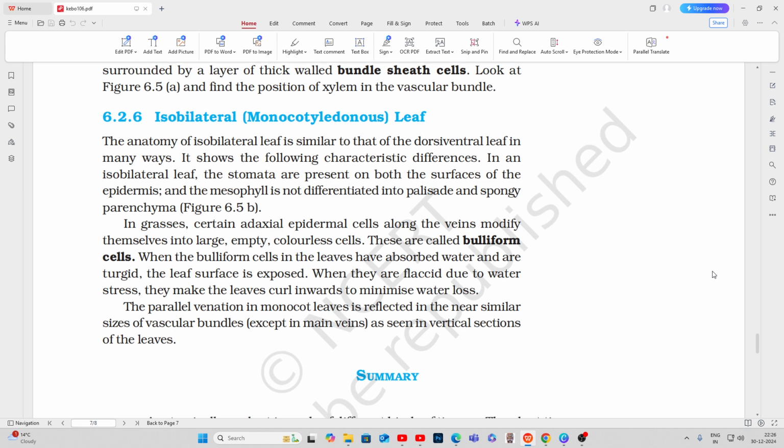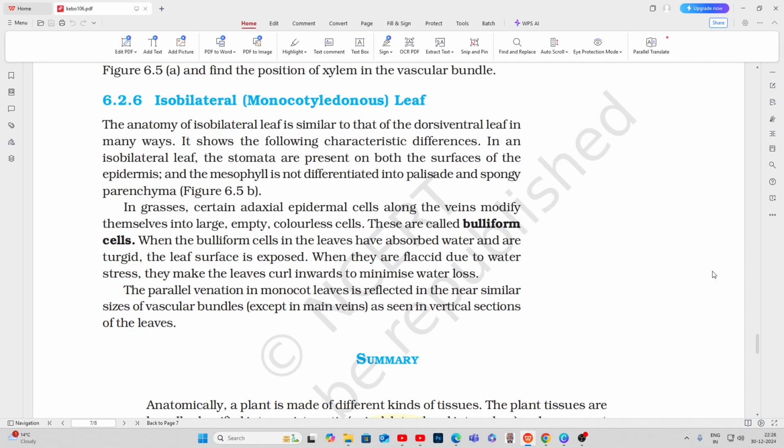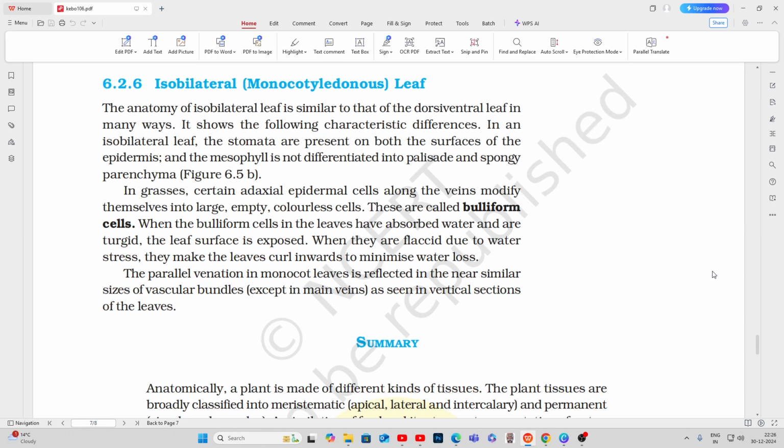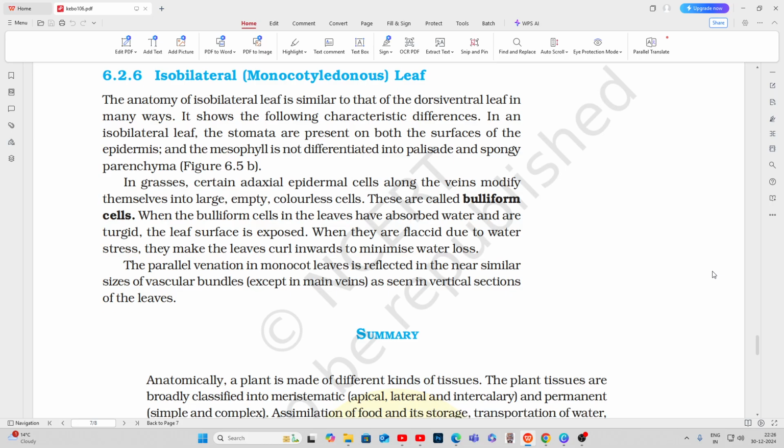6.2.6 Isobilateral, monocotyledonous leaf. The anatomy of isobilateral leaf is similar to that of the dorsiventral leaf in many ways. It shows the following characteristic differences. In an isobilateral leaf, the stomata are present on both the surfaces of the epidermis, and the mesophyll is not differentiated into palisade and spongy parenchyma, figure 6.5b.